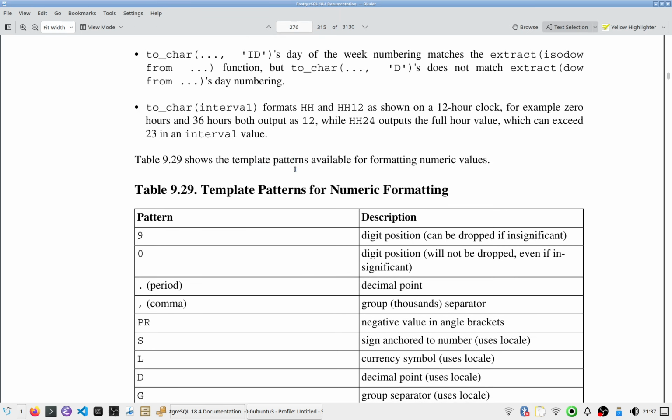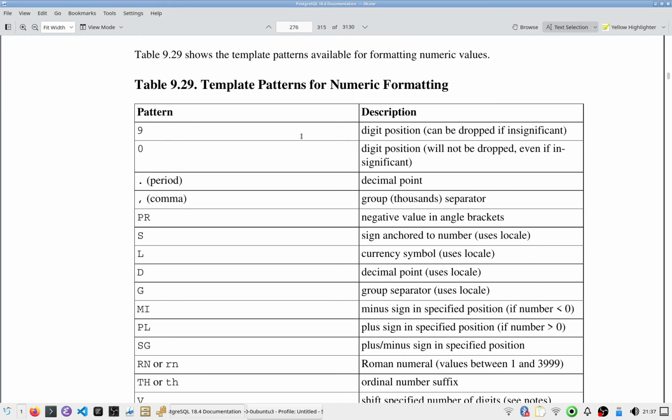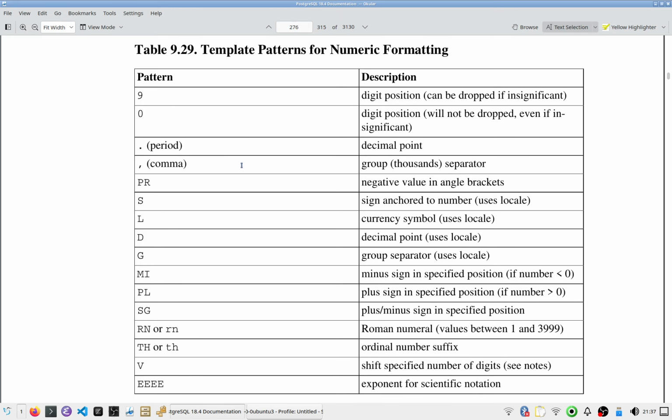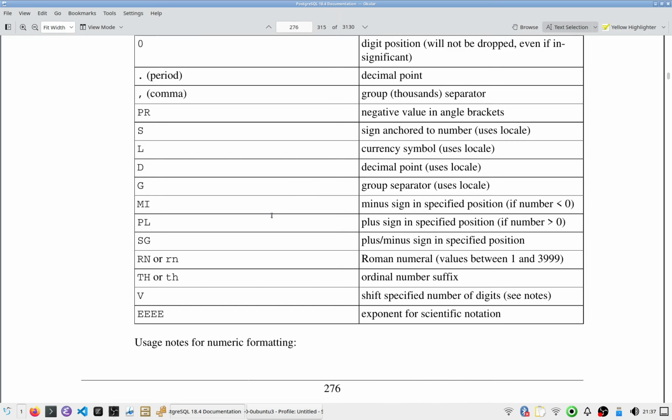So this table shows the template patterns available for formatting numeric values. Pattern 9 is a digit position that can be dropped if insignificant. 0 is a digit position that will not be dropped even if insignificant. Dot means decimal point, comma is the group separator in thousands. PR is negative value in angle brackets. S is sign anchored to number. L is currency symbol. D is decimal point. G is group separator. So these are governed by locale.